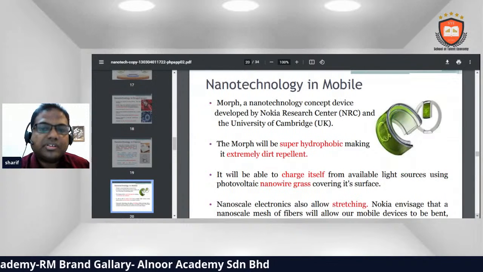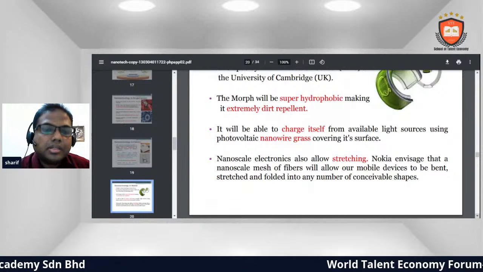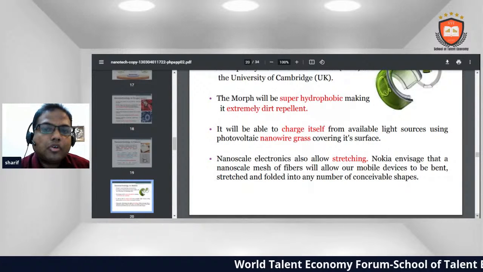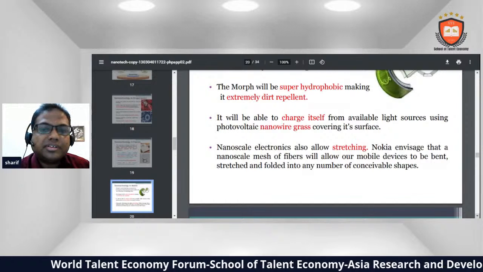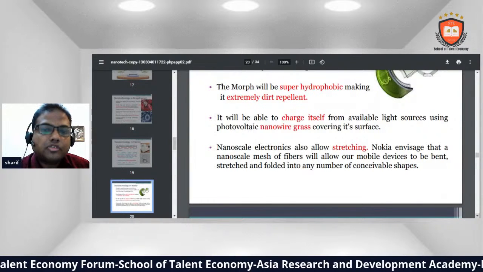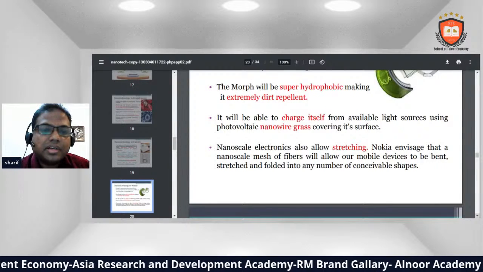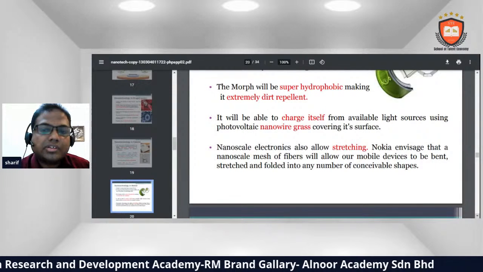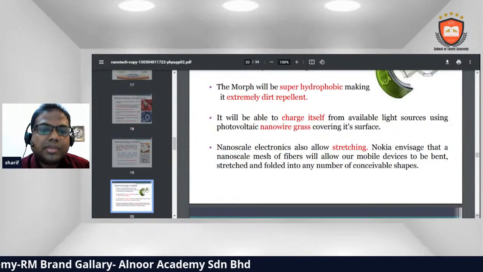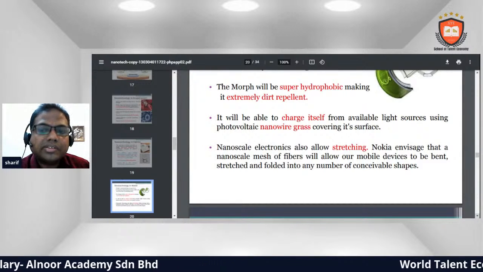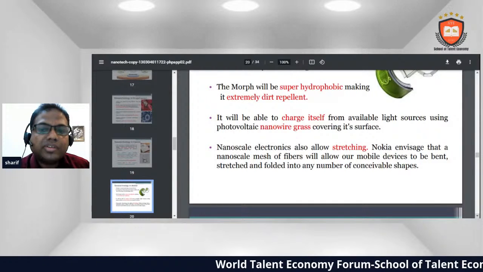Nanotechnology in mobile. The Morph, a nanotechnology-enabled device developed by the Nokia Research Center and the University of Cambridge. The Morph will be super hydrophobic, making it extra dirt repellent. It will be able to charge itself from available light sources using photovoltaic nanowire grass covering its surface. Nanoscale electronics also allow stretching. Nokia says that nanoscale fabrics will allow our mobile devices to bend, scratch, and fold into any number of conceivable shapes.